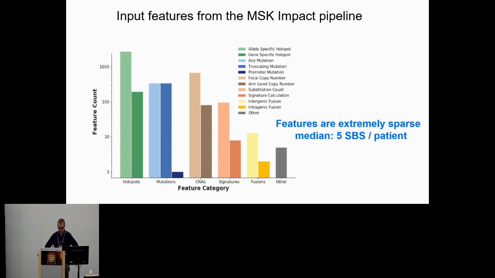One thing to note, though, is the features are extremely sparse here. This is a targeted gene panel. It's only sequencing a small part of the genome. So the median patient has about 5 single base substitutions.